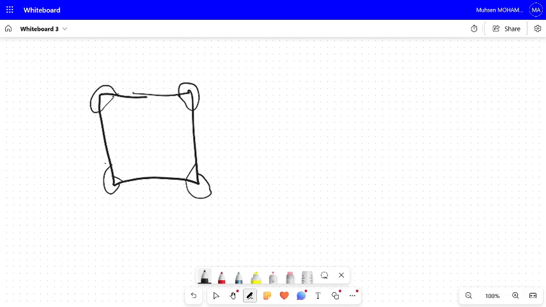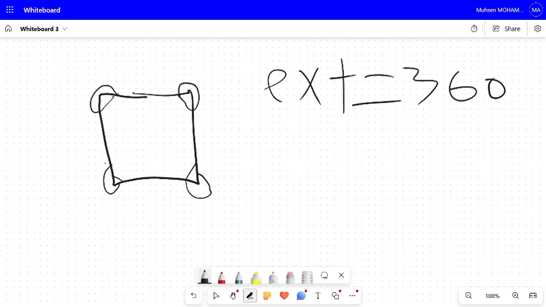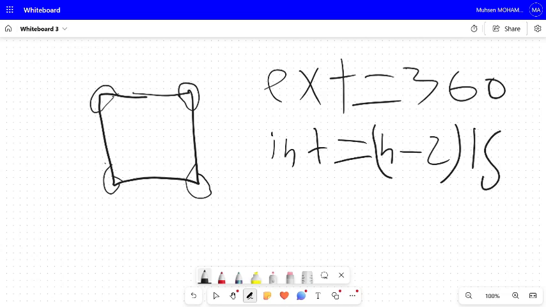So exterior angles on any pentagon, any polygon, will always equal 360. So x will always equal 360. And the interior angles of any shape will always equal n minus 2 times 180.